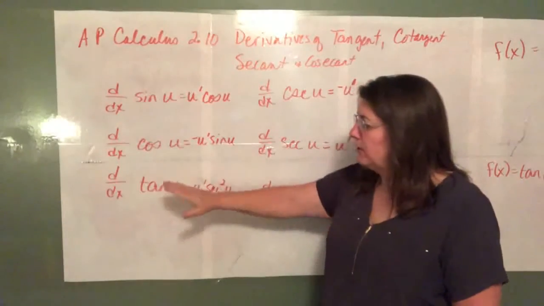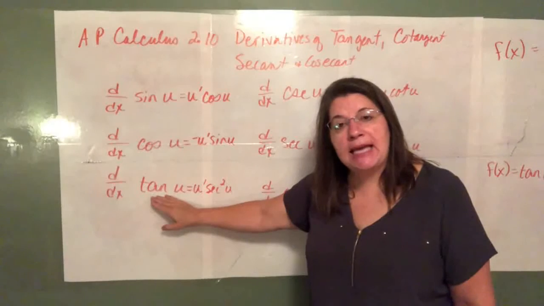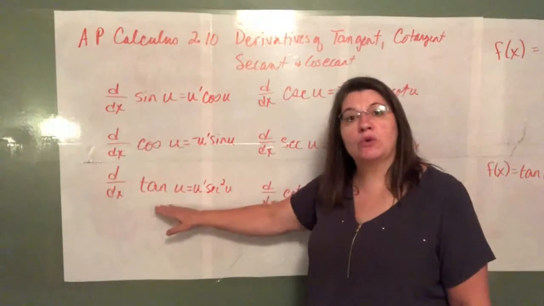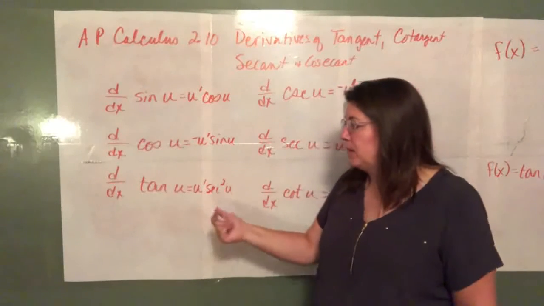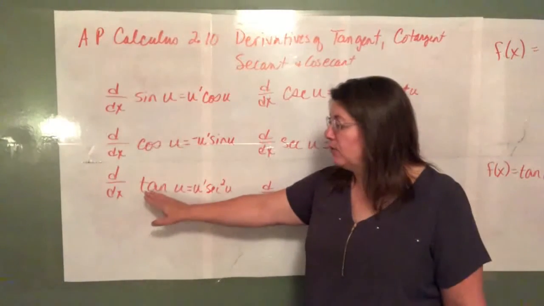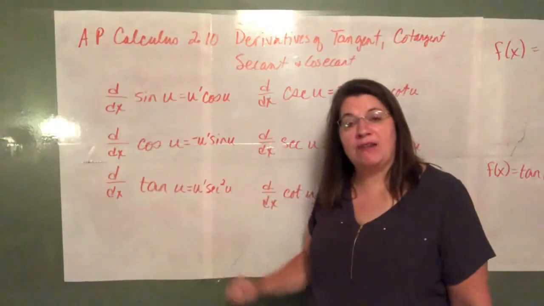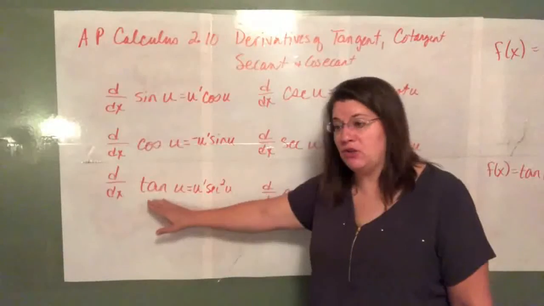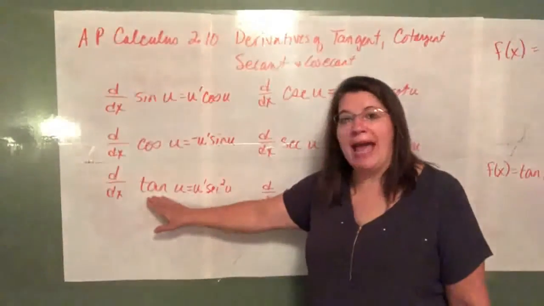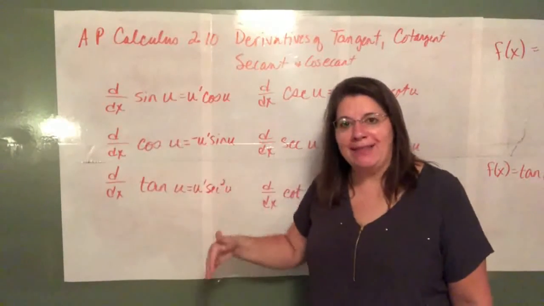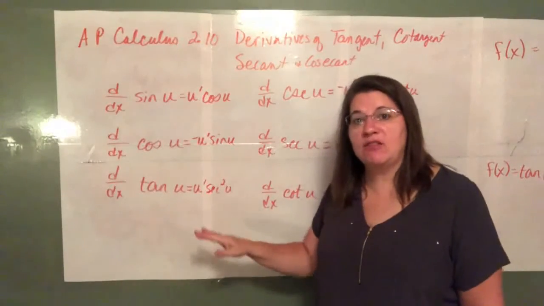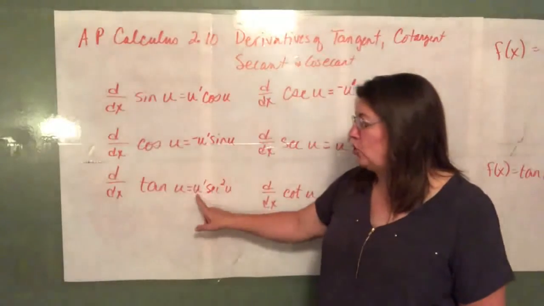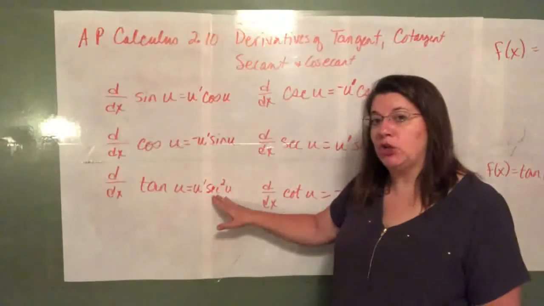Okay? The derivative of tangent. Remember, we did that in the last section when we had that application where we were doing the quotient rule, and I asked you to find the equation of the tangent line. And remember, we rewrote it as sine over cosine and found it using the quotient rule. But what you need to do now is just memorize this. You don't want to have to redo that math every time you see a tangent function, because it's always going to be the same. The derivative of tangent u is u prime secant squared u.